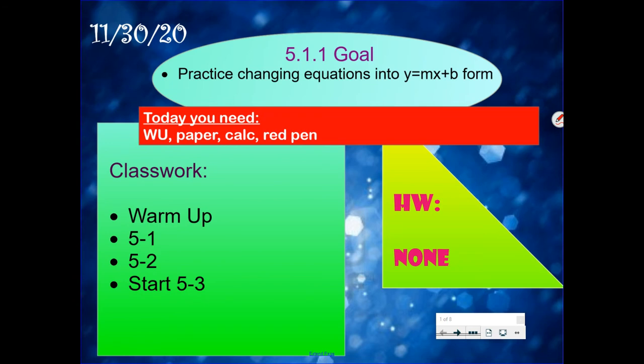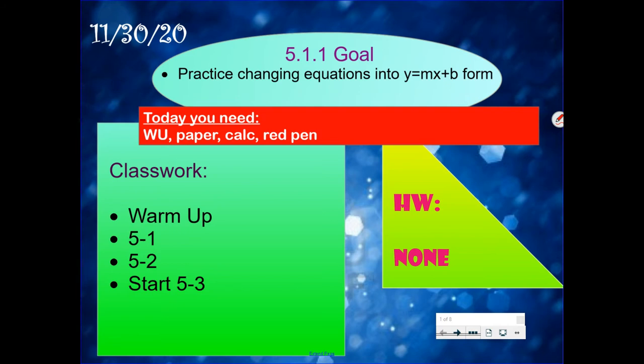We are going to start Chapter 5. Now, we are going to finish Chapter 5 before break. That gives us 3 weeks, these 3 weeks right now, to do Chapter 5. And before we go on break for Christmas, we are going to go ahead and have a Chapter 5 test. So we're going to jump right into Problem 511.